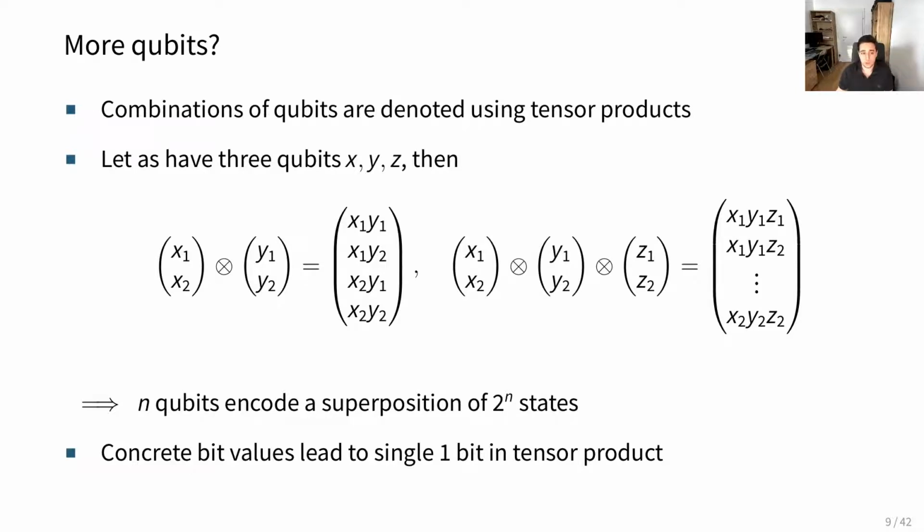Just to illustrate that, let us have 3 qubits, x, y, and z. These are the weights, so to say, and these are the associated states. What we do is we multiply x1 by y1, y2, we multiply x2 by y1, y2, and then we get this vector x1y1, x1y2, and so on. So 4 different states. We can also do this with 3 qubits and so on.